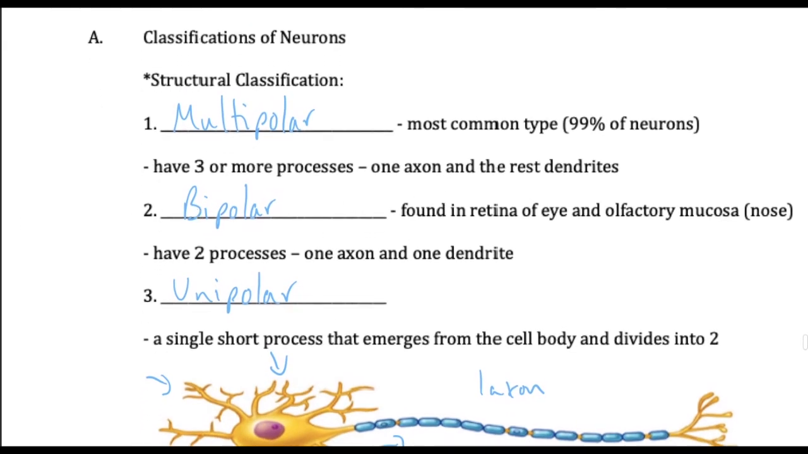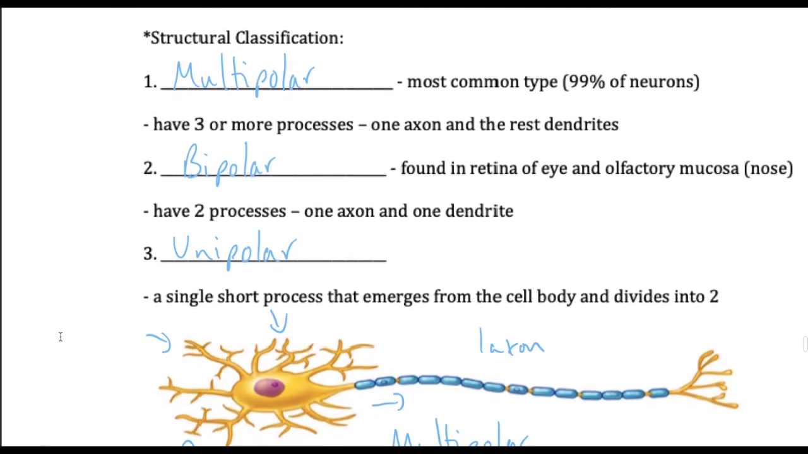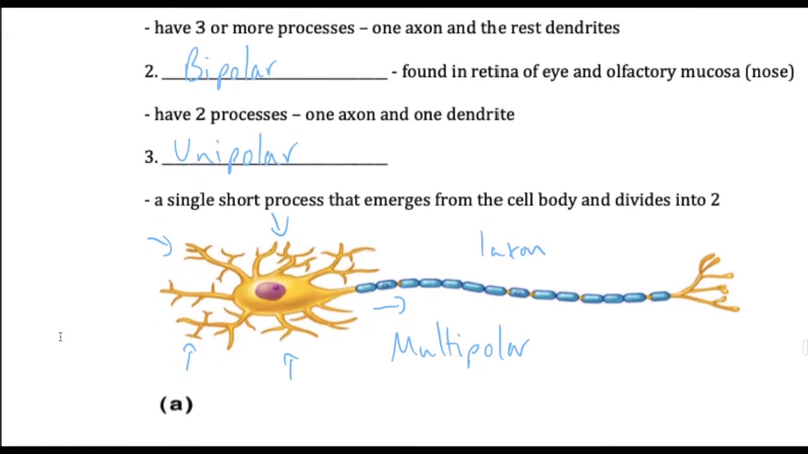Now some classifications of the neurons. Structural classification: we have multipolar, and it's the most common type, 99% of neurons. They have three or more processes, one axon and the rest are dendrites. We have bipolar, which is found in retinas of the eyes and the olfactory mucosa of the nose, and it's two processes, one axon and one dendrite. And then we have unipolar. It's a single short process that emerges from the cell body and divides into two.